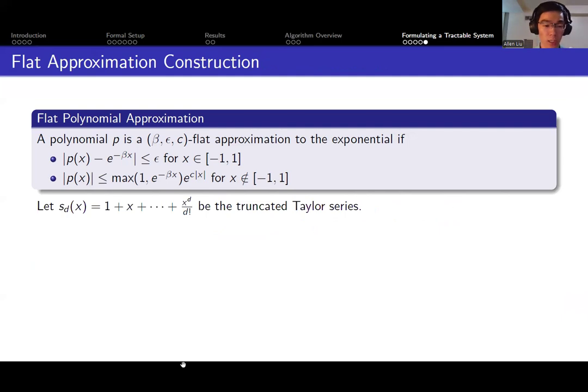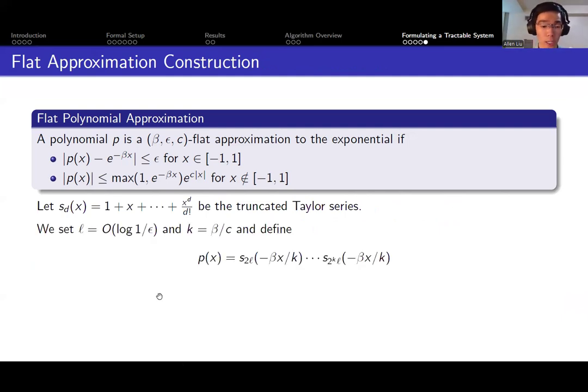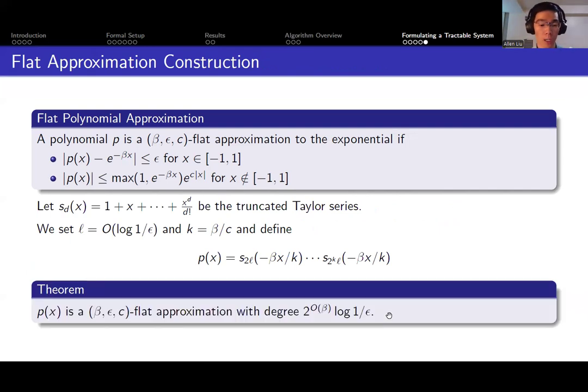The construction is: we take the truncated Taylor series and we multiply the truncated Taylor series at a bunch of different scales. And we can show that this is a flat polynomial approximation. So that will complete the proof. The rough intuition for why this is a flat polynomial approximation is that these different scales amortize the growth of this Taylor series so that overall the polynomial approximation ends up being flat.